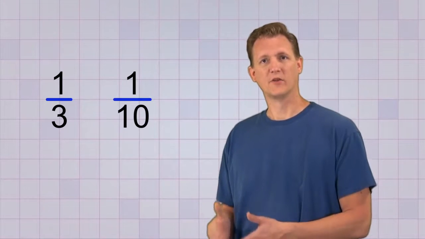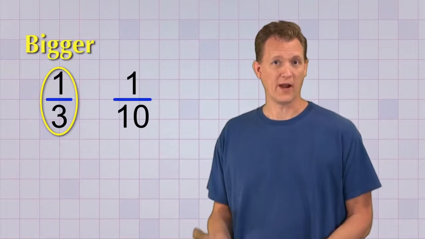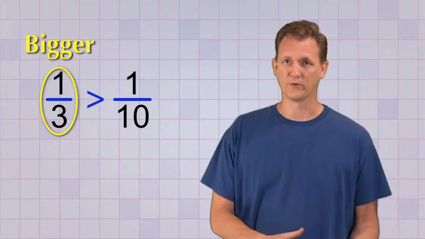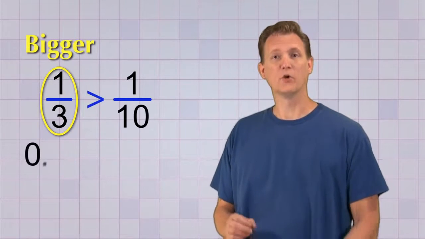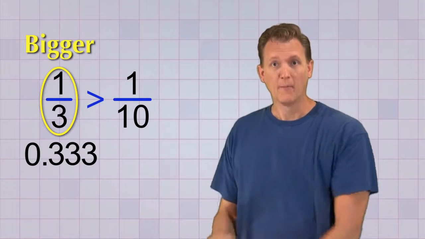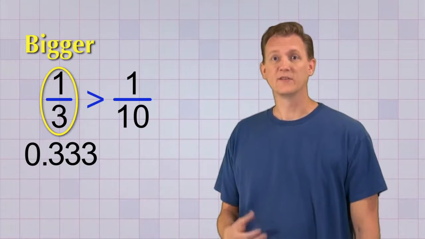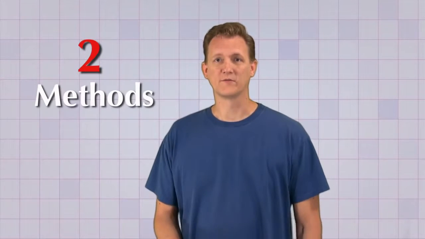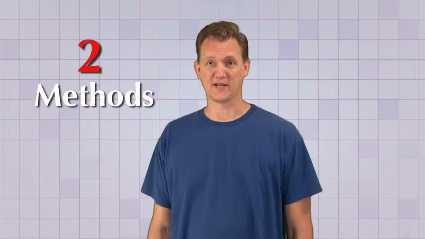So in this case, 1 over 3 is really the bigger fraction because its decimal value, what you get when you divide, is 0.33333. But the value of 1 over 10 is only 0.1. Okay, so comparing fractions isn't quite as easy as comparing regular numbers, but that doesn't mean it's going to be that hard. We're going to learn two methods for comparing fractions that make it very easy.